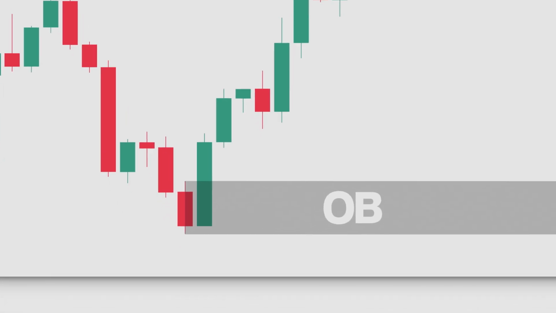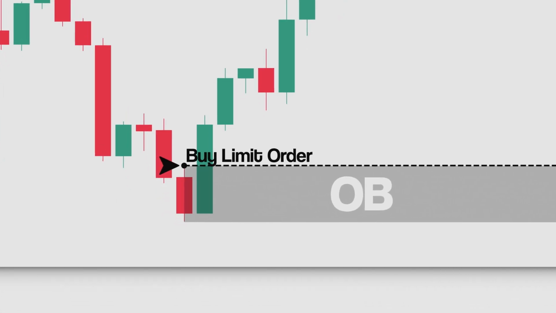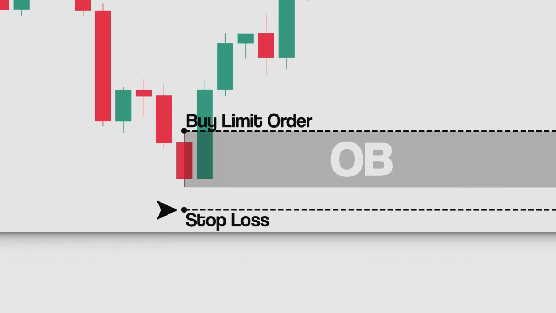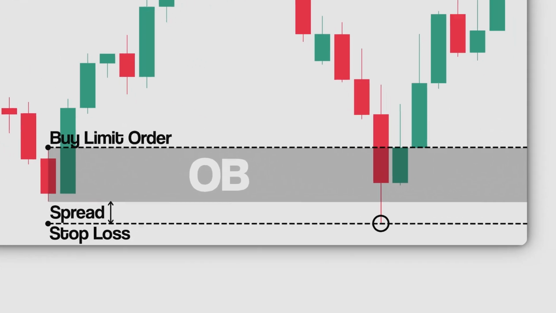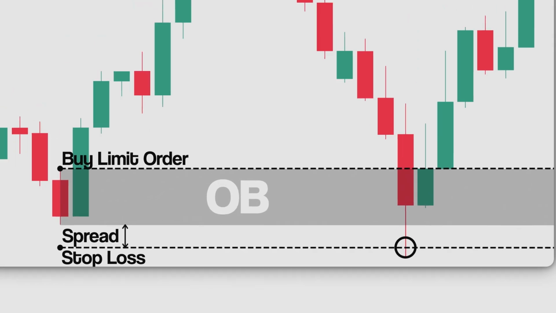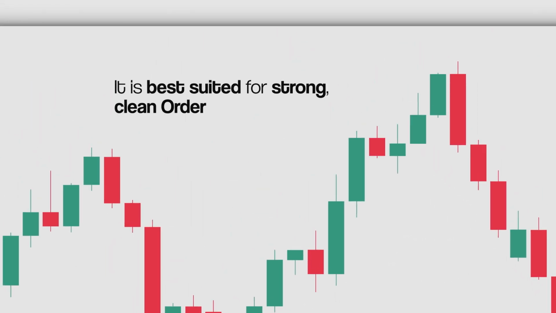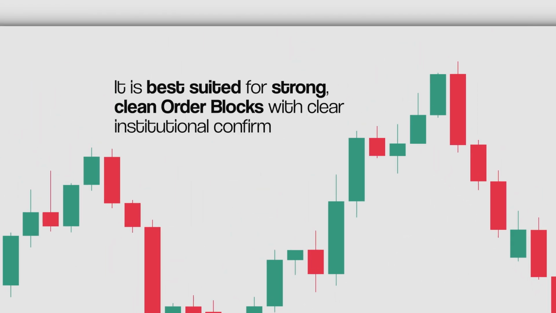In a bullish order block, a buy limit order is placed at the level of the upper wick of the candle that defines the order block boundaries. The stop loss is placed just below the lower wick of the same candle, adjusted by the spread. This model offers the earliest possible entry and the best potential risk-to-reward ratio, but it also comes with a higher chance of being stopped out if price slightly overshoots the zone. It is best suited for strong, clean order blocks with clear institutional confirmation.